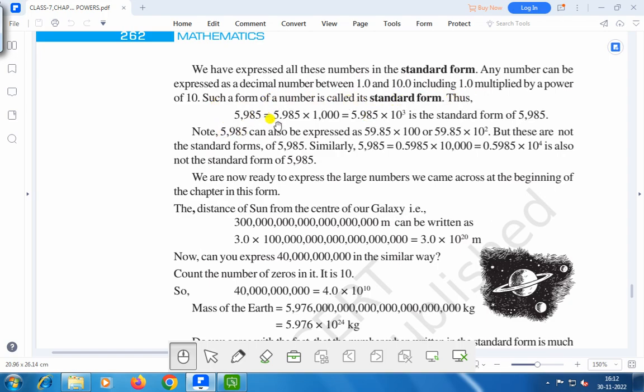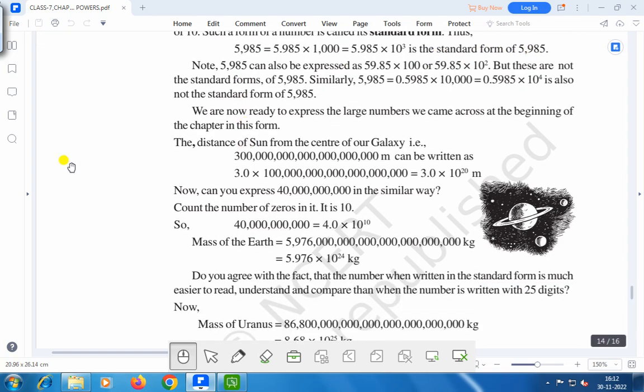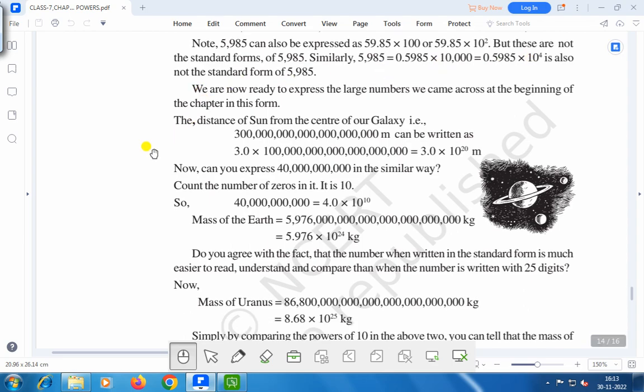Thus, 5985 can be written as 5.985 into 1000, that is 5.985 into 10 to the 3, which is the standard form of 5985. Note, 5985 can also be expressed as 59.85 into 100, or 59.85 into 10 to the 2, but these are not the standard forms of 5985. Similarly, 5985 is equal to 0.5985 into 10,000, or 0.5985 into 10 to the 4, which is also not the standard form of 5985.